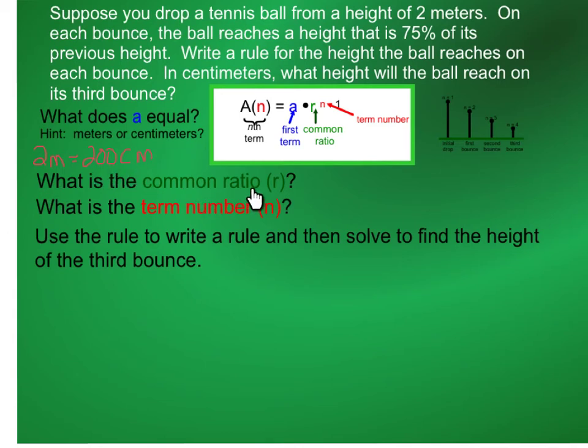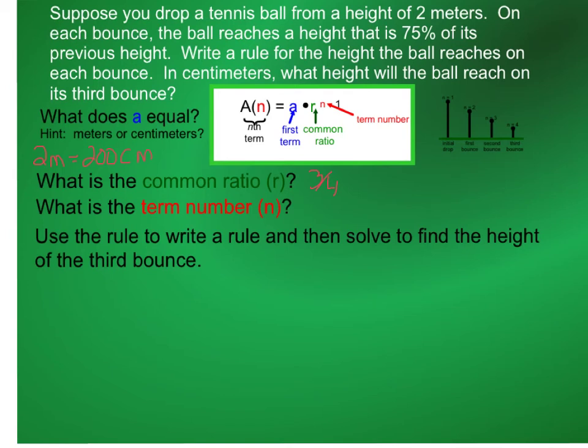Our common ratio, well, it says that it reaches a height of 75%, so we're multiplying by 75%, which is 3/4. Please write that in with me. So that's 3/4.